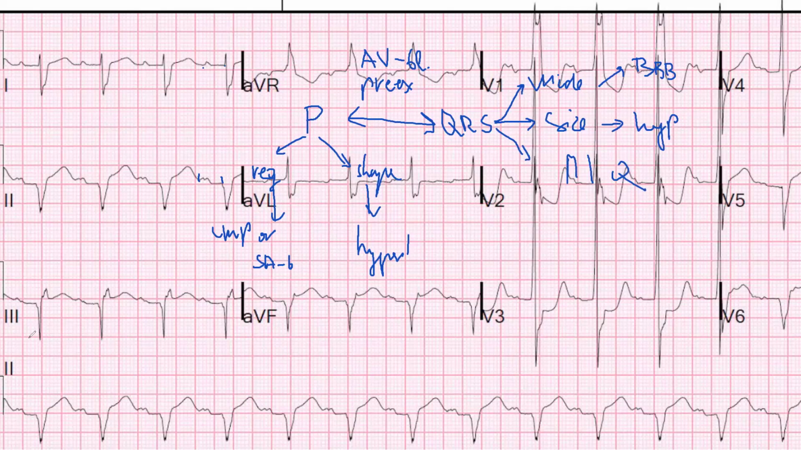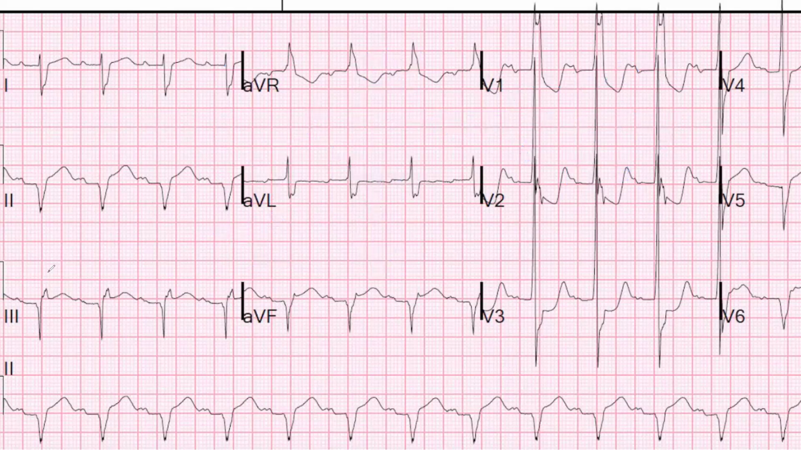Good. So PR was longer, but every P followed by QRS, there has to be some kind of AV block. Which one?